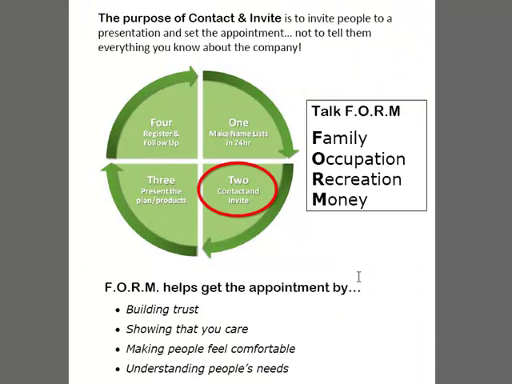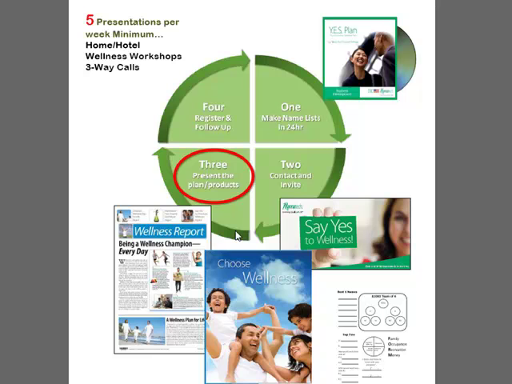On part 2 of the Core 4 cycle, that's where you're going to talk about form, and you're going to use that while you're contacting and inviting people. And then on part 3 of that, you're going to present the plan and the products.